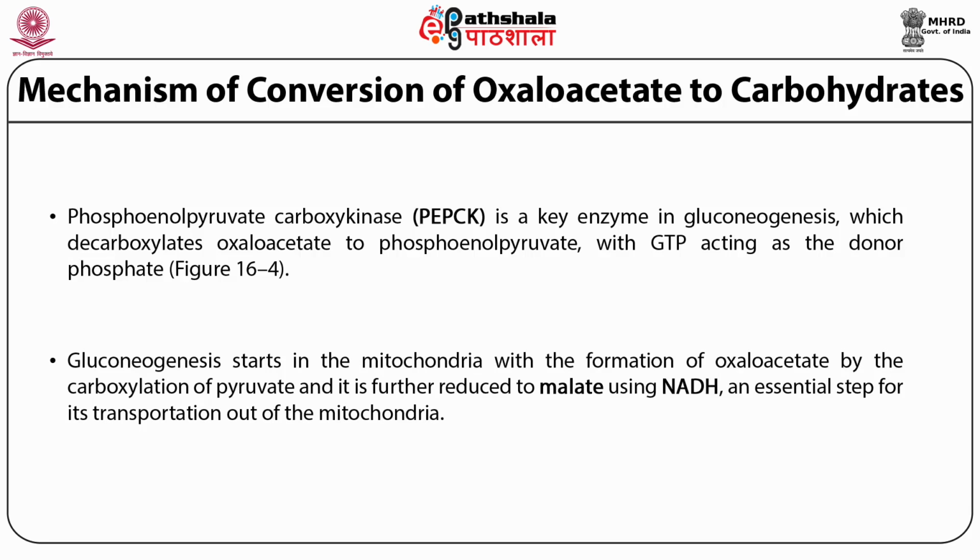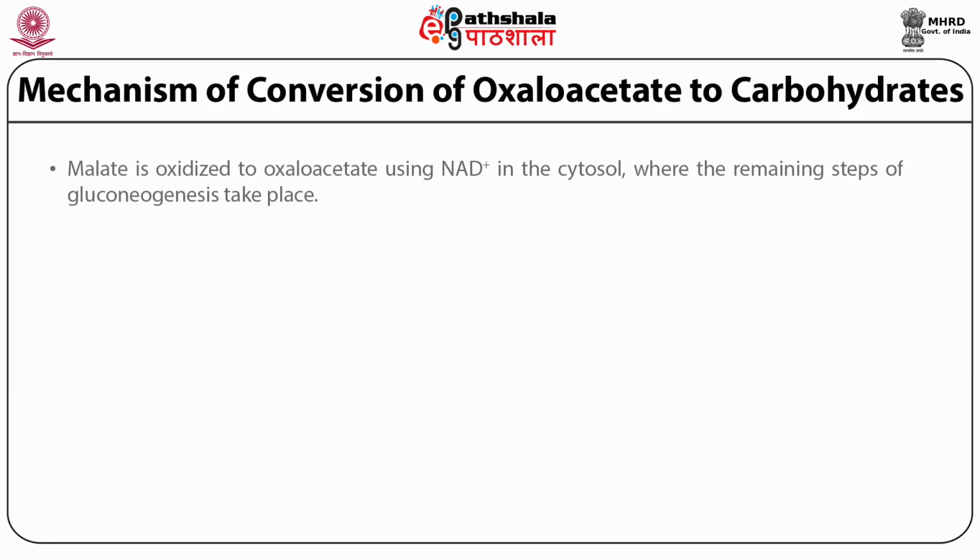Gluconeogenesis starts in the mitochondria with the formation of oxaloacetate by the carboxylation of pyruvate, and it is further reduced to malate using NADH, an essential step for its transportation out of the mitochondria. Malate is oxidized to oxaloacetate using NADH in the cytosol, where the remaining steps of gluconeogenesis take place.